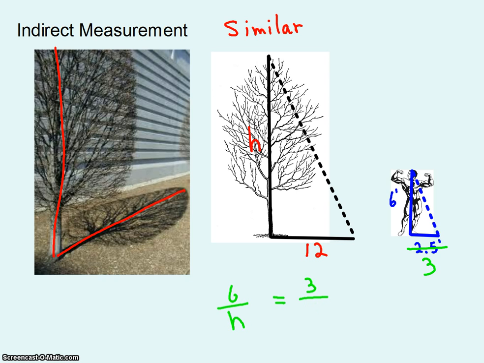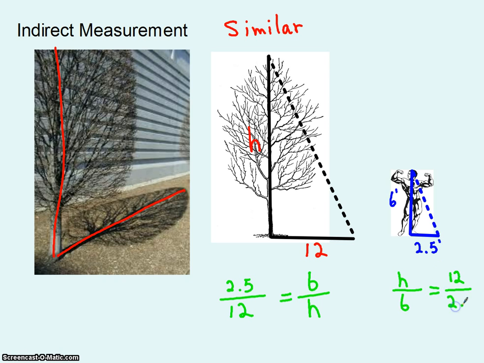Well, as we pointed out, we made this a little simpler by making the shadow length 3, but I don't think that'll be too much of a problem. We know that the ratio of corresponding sides, 2.5 to 12, would also have to equal 6 to h, and so we can solve that. Or if you prefer, you could write h over 6 equals 12 over 2.5.